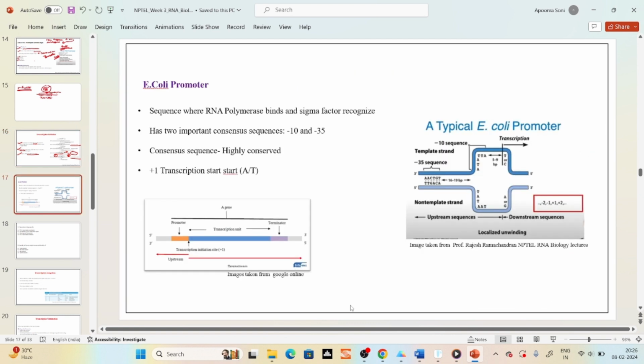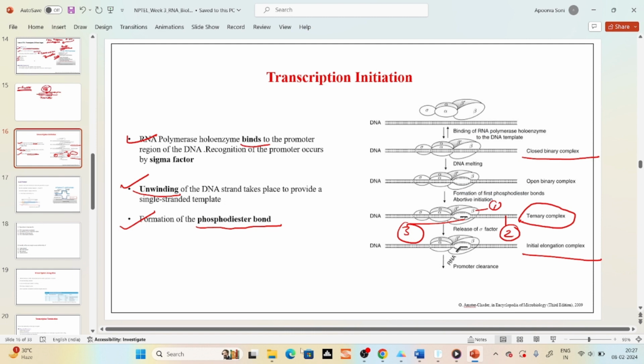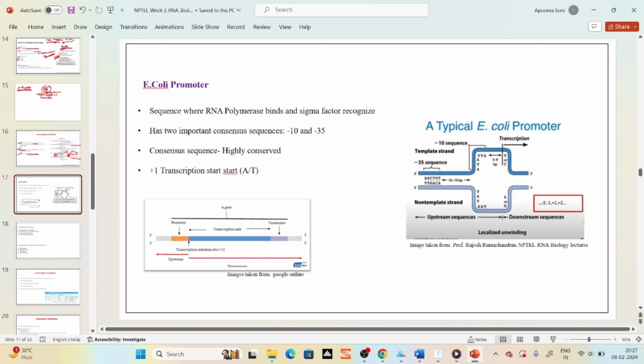Now next we come to the E. coli promoter region. As we talked about, the RNA polymerase sigma factor subunit, within the transcription bubble, binds to specific regions. It cannot just bind anywhere, and those regions are the consensus sequences. Consensus sequences means sequences which are highly conserved. So these are the consensus sequences where typically the sigma factor comes and binds.